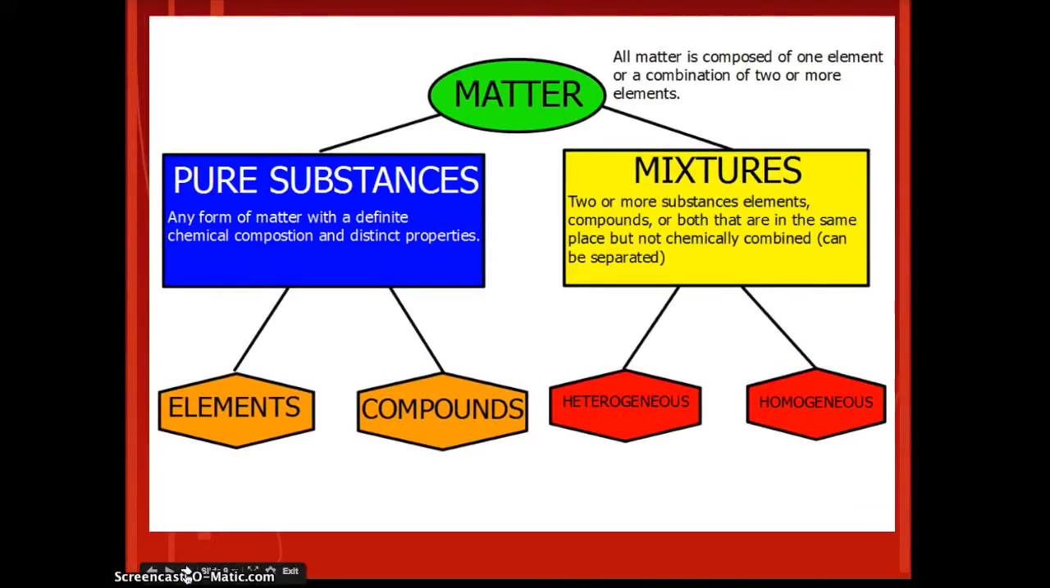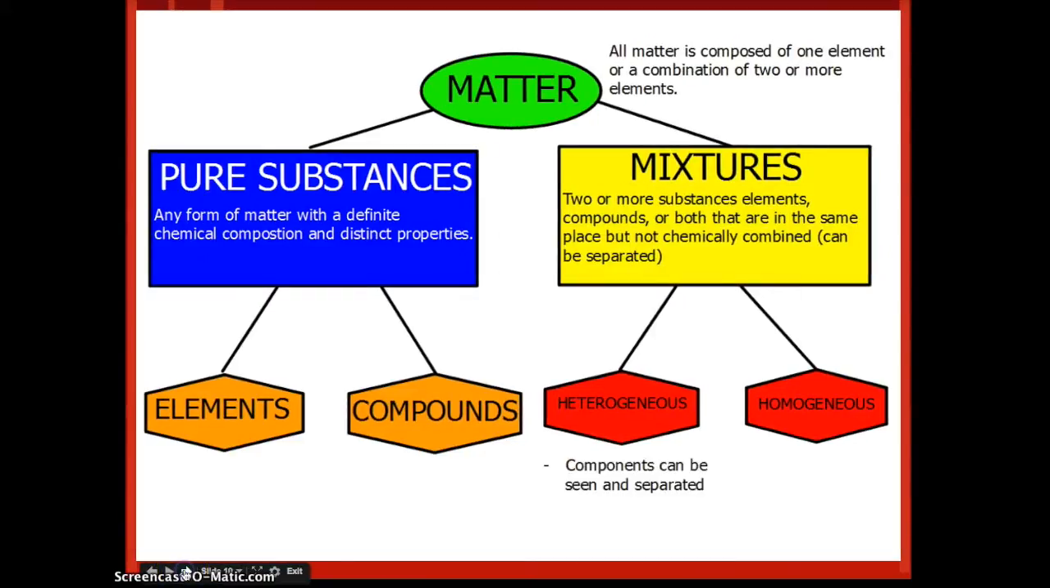Mixtures, however, are two or more substances, elements, compounds, or both, that are in the same place but are not chemically combined. So they can be separated. Whereas your pure substances, when they're together, they can't be separated. And again, I'll make that clearer as we move on.